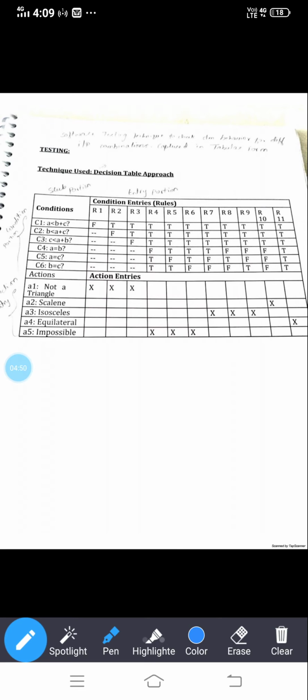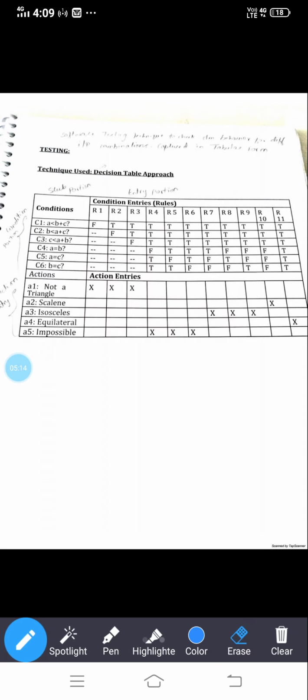Okay, then that is the first type of checking. Second will come for the second rule. If R2 is true, but this condition in C2 fails, B plus A plus C greater than B, that condition fails, then again the triangle cannot be formed.